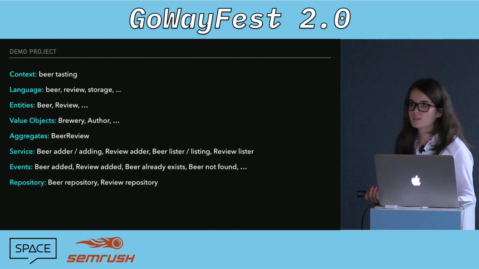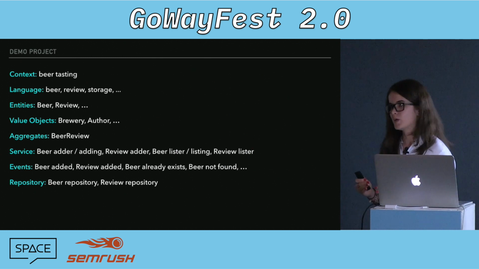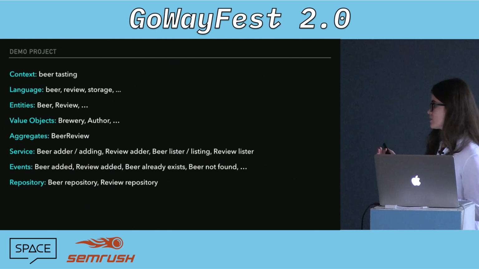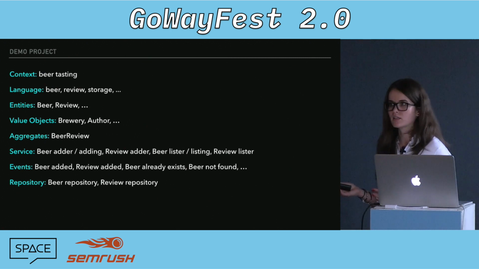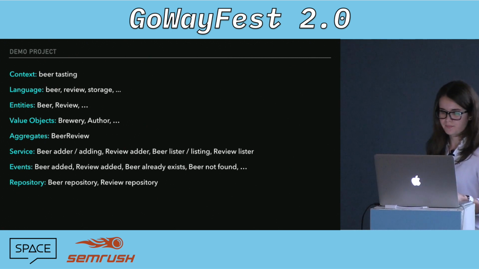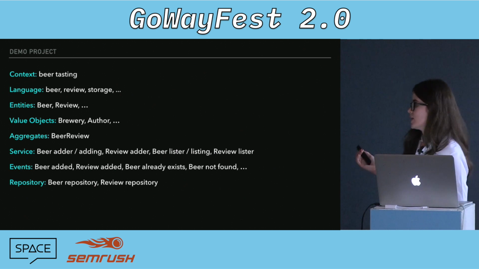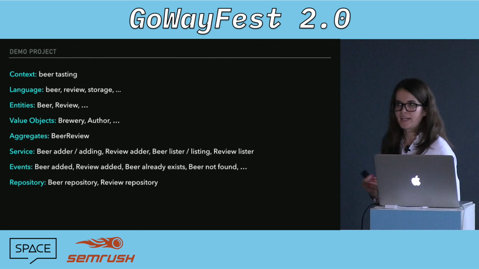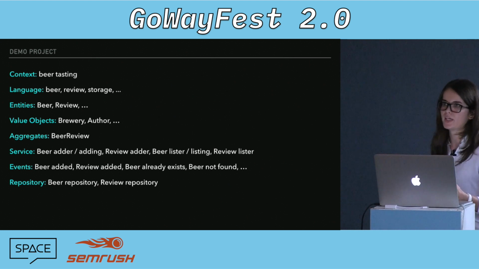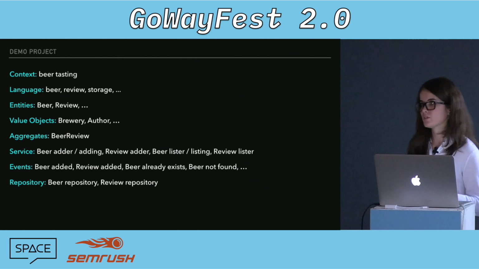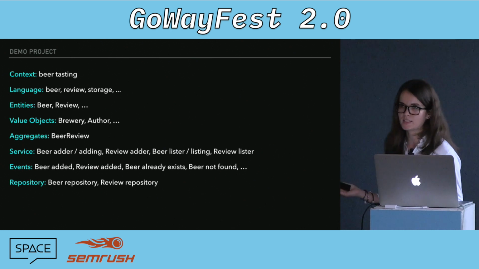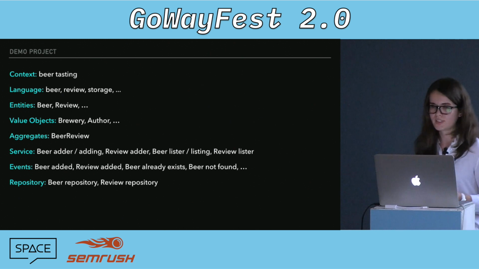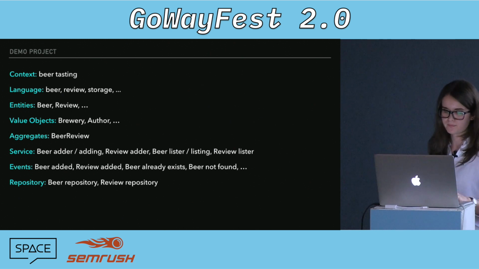Services are stateless operations in your application that go beyond the responsibility of a single entity. So services are operations in your system that the entities shouldn't be performing by themselves. So in our case, we have beer adding, beer listing, and so on and so forth. Events, it's what it says on the tin. It's something that can happen in your app that can change the state of the application and influence the domain. So in our case, we can have things like beer was added, beer was not found, and so on and so forth. So it's anything that can happen in your app that can affect the state.